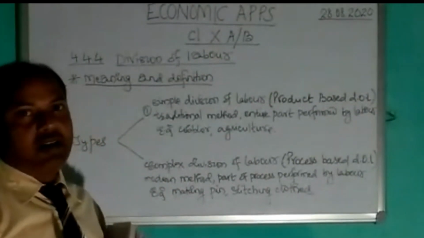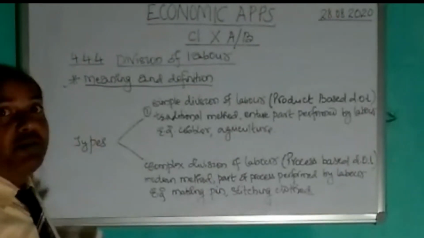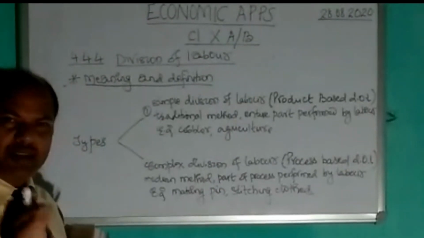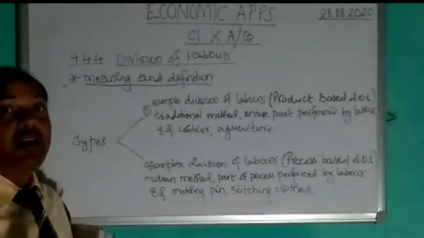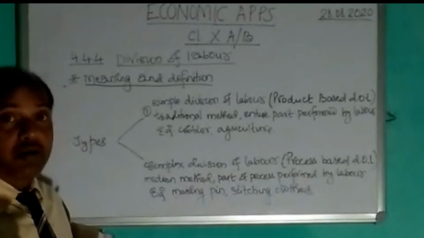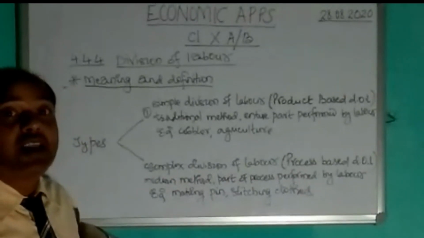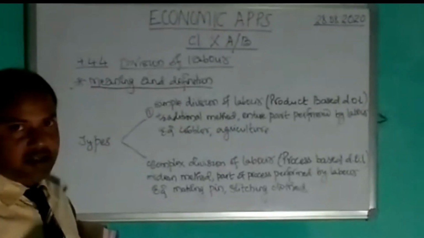What does division of labor mean? Division of labor means dividing the work. In simple words, division of labor means organizing the process in such a way that the different parts of the work are performed by different laborers specialized in that particular part. Okay.